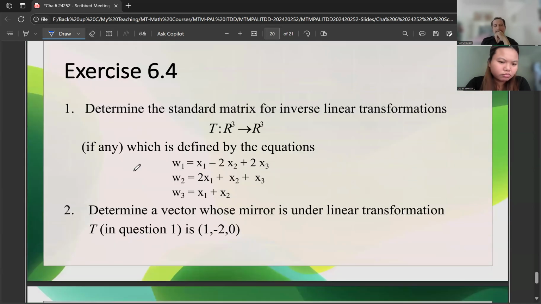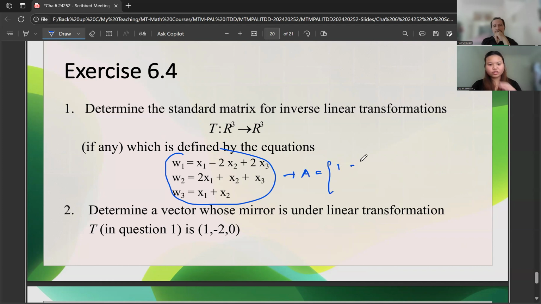Okay, for example, like this, we have A is 1, minus 2, 2, minus 2, 2, 1, 1, 1, 1, 1, 1, 0, 0. And now, what is the inverse matrix? This is the inverse of A. So you must find the inverse, and then this is the result.